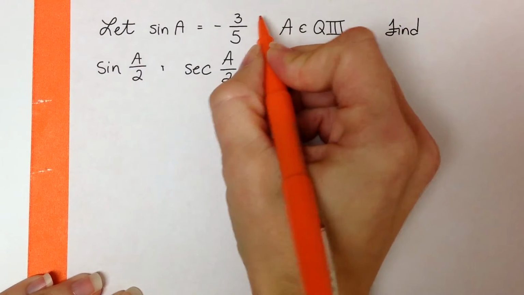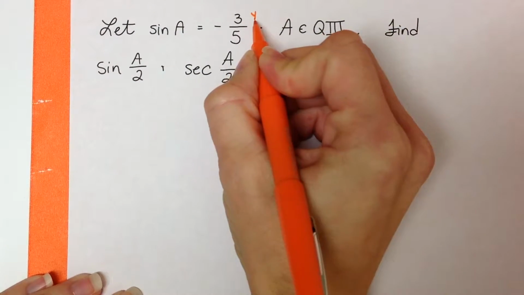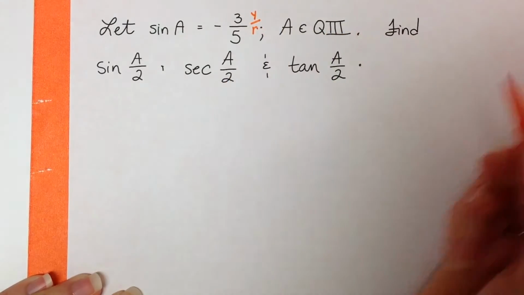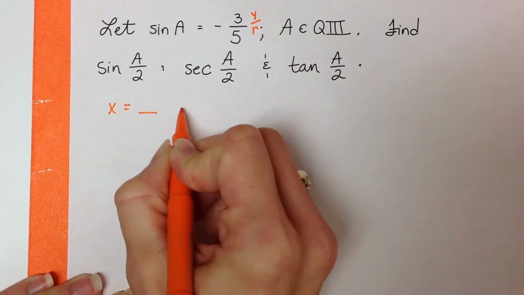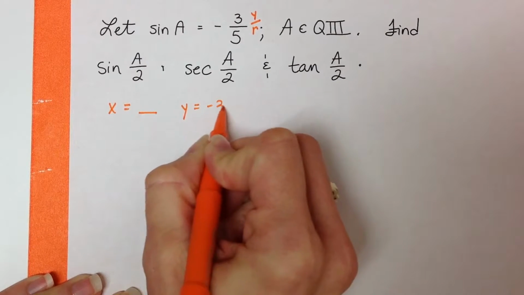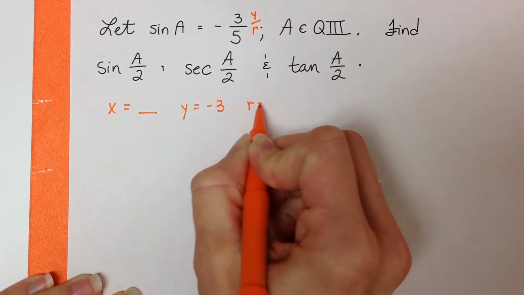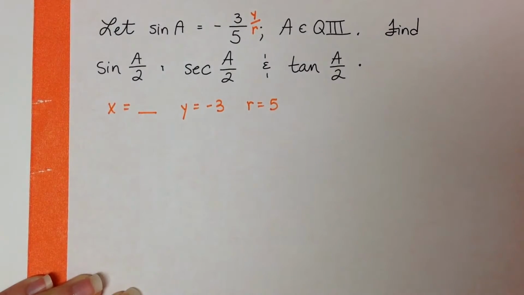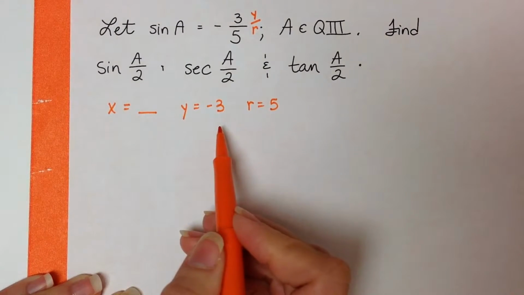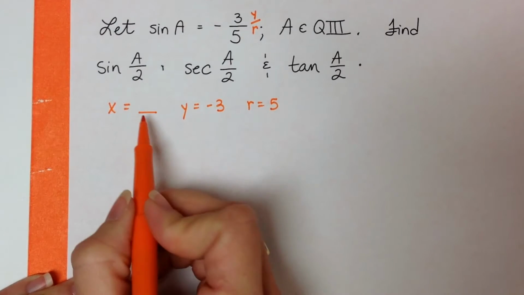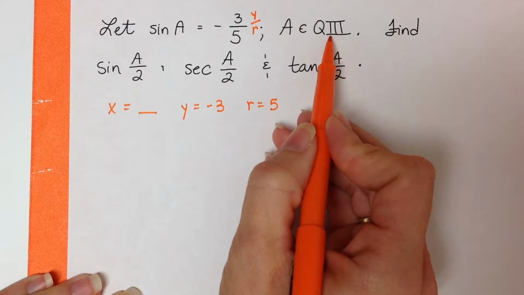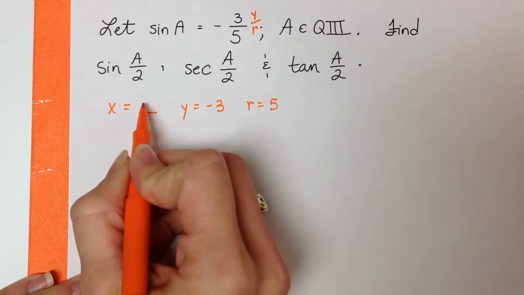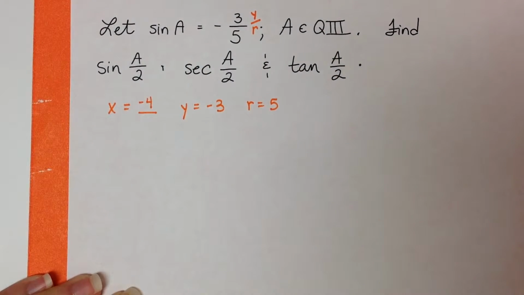So since you're given sine, that means that you know y over r. So my x value is what we'll have to determine. Y is going to be equal to -3, and r is going to be equal to +5. Now this is one of your triples. This is your 3, 4, 5 triple. So this will either be a +4 or a -4. But if you're in quadrant 3, then your x value is going to be negative. So x would need to be equal to -4.